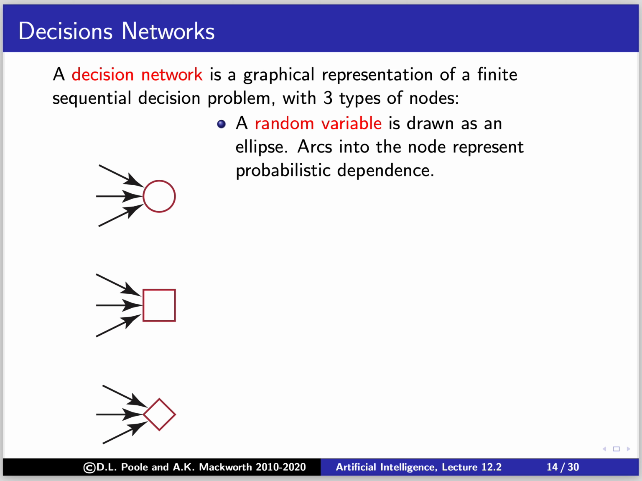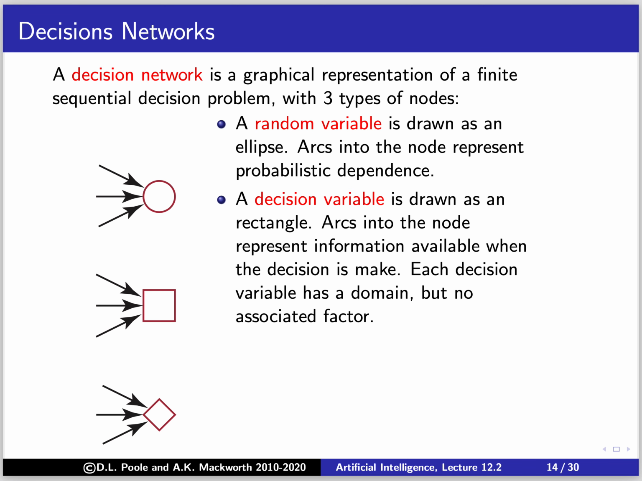What we're going to do is extend our decision networks. A decision network is a graphical representation of a finite sequential decision problem. There are three types of nodes. There are random variables, which we draw as ellipses or circles, and the arcs into them represent probabilistic dependence, exactly the same as in the belief network. The other part is decision variables, drawn as rectangles. The arcs into a decision node represent what information will be available when the decision is made. Each decision variable has a domain but doesn't have an associated factor.